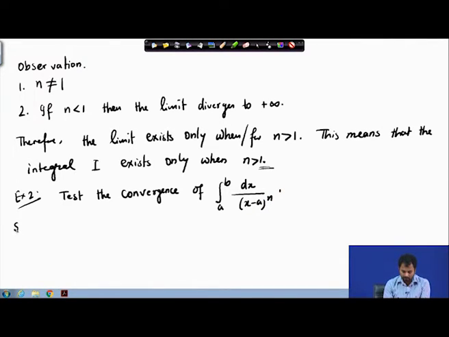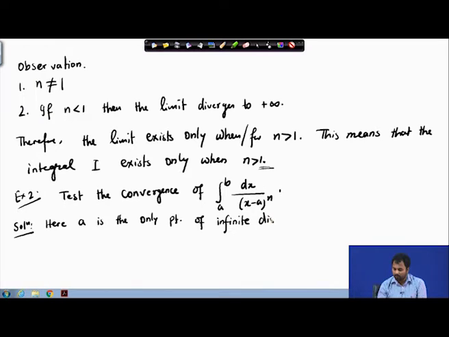So, again here, none of the limits are infinity. The limits are finite, but the function is creating a problem. At the left end point, this function has infinite discontinuity. So, a is the only point of infinite discontinuity. And another thing is, we have to be careful about this n: for what values of n this integral would be convergent or divergent.